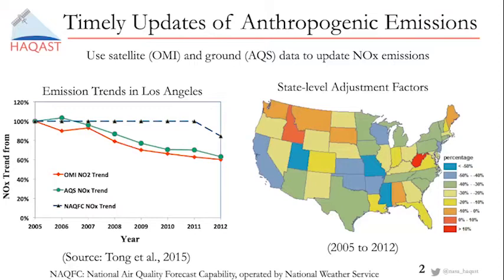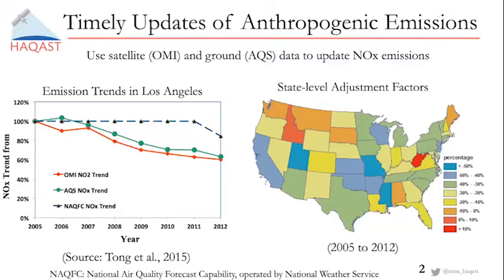So the basic idea here is we look at the OMI data, which is red on the left, and also look at the ground data, AQS. And we compare that to the trend of the emission data we use in the National Air Quality Forecast Capability Model, which is the National Weather Service operational model. You can see that for many years, from 2005 to 2011, there was no update of the emission because the forecasters tend to be very conservative in selecting the emission data they use to drive the model.